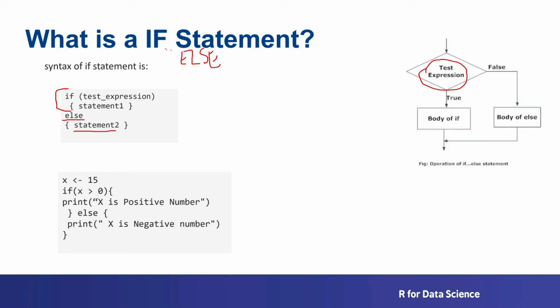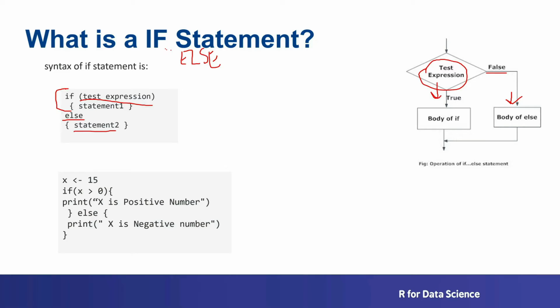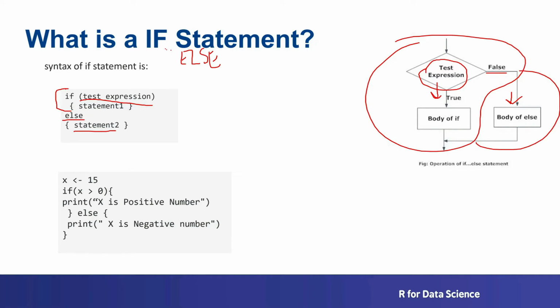I'm going to check the test expression, which is this one. If it's false, it will go to the body of else. If it's true, it's going to go to the body of if. Previously we had only this. Now we have an additional statement. Let's go and see the example.